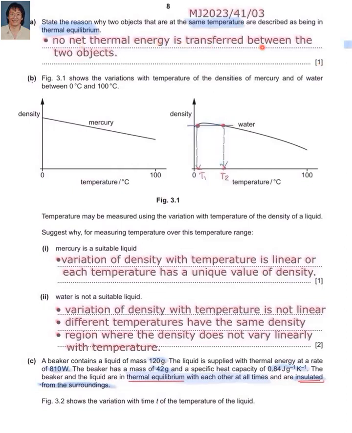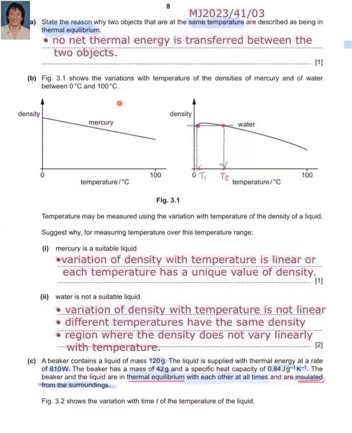Then part B. Figure 3.1 shows the variation with temperature of the densities of mercury and of water between 0 and 100 degrees Celsius. To do this question, you need to know that a physical property that changes with temperature in a certain way can be used to measure temperature.